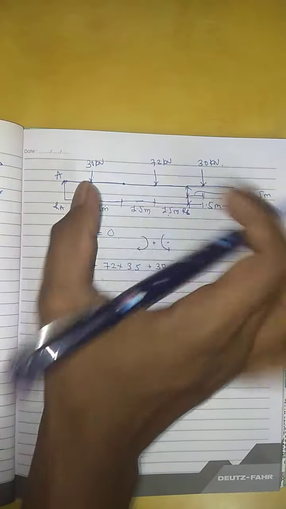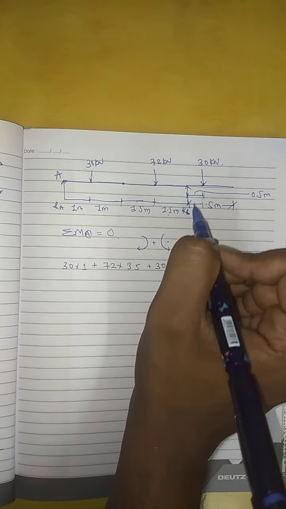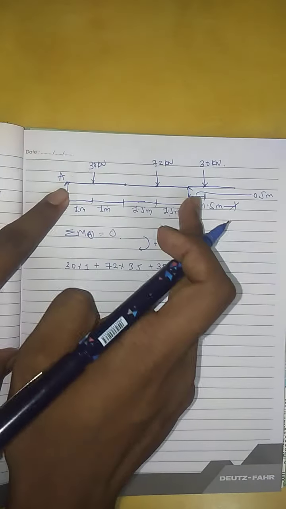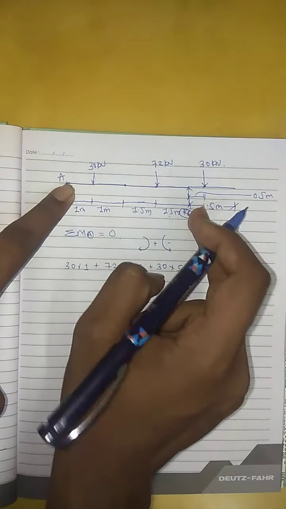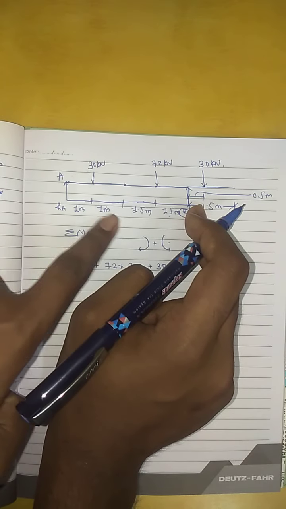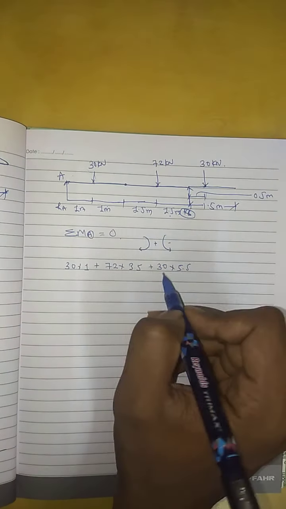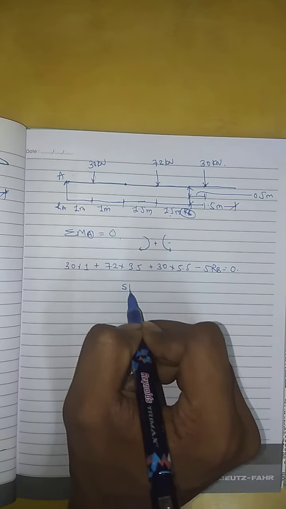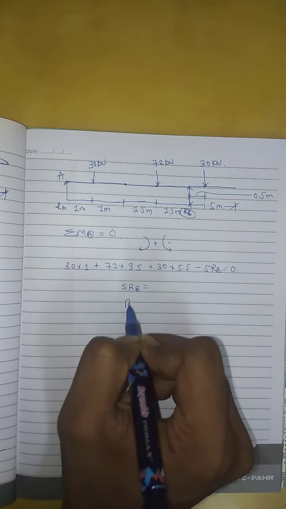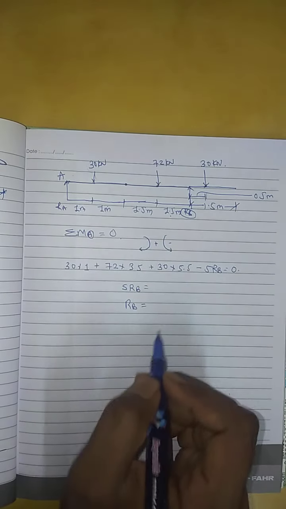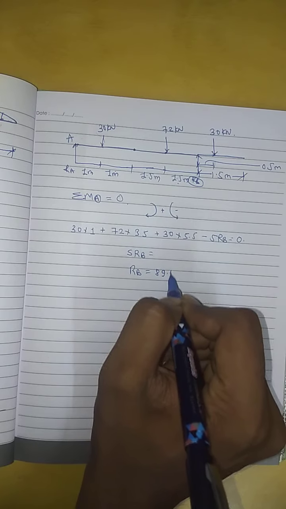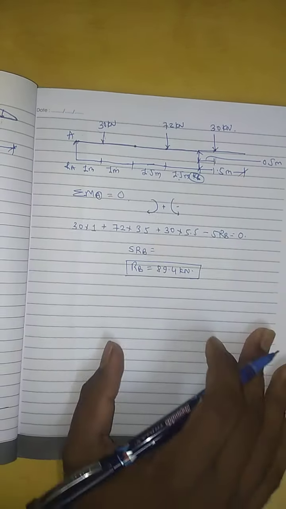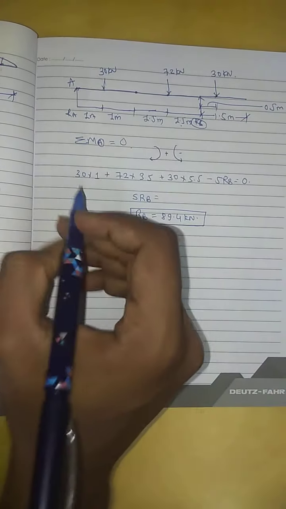Okay, we have considered all the loads. Now consider the reaction RB. RB is making an anti-clockwise moment about point A. RB is at a distance of 1, 2, 5 meter. So minus 5 RB is equal to 0. If you solve this, your RB value will be equal to 89.4 kilonewton. So this is your first answer.